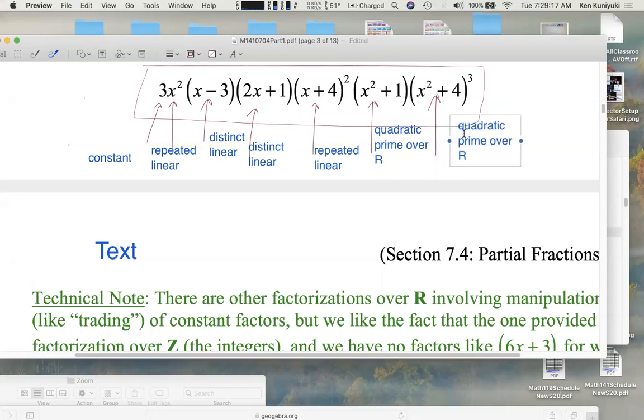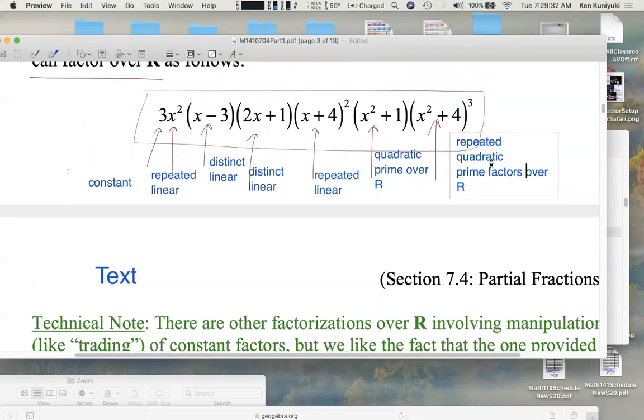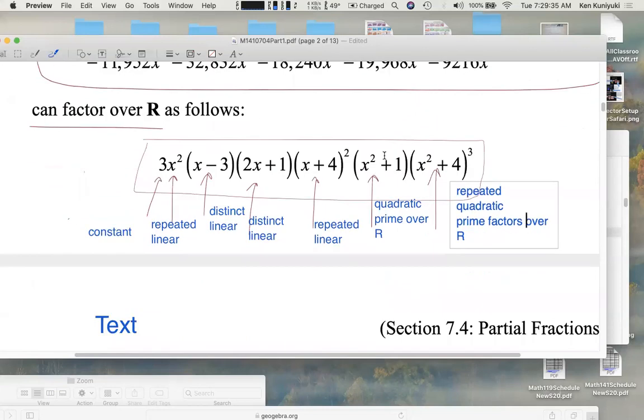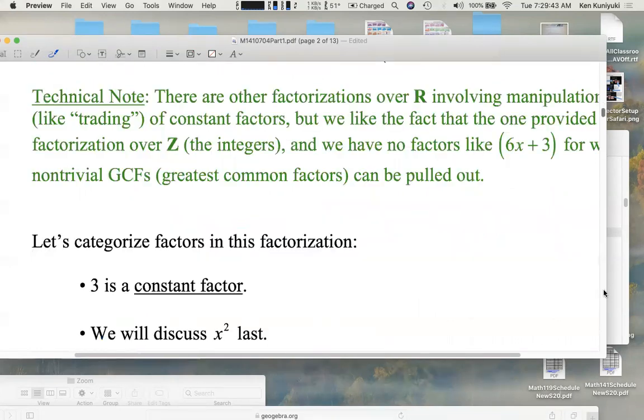And here we have repetitions of such factors. Repeated quadratic prime factors over the reals. All right, our cast of characters for that hideous polynomial. But once you factor a polynomial completely over the reals, and you might get any number of these guys here, you can then figure out the PFD form.